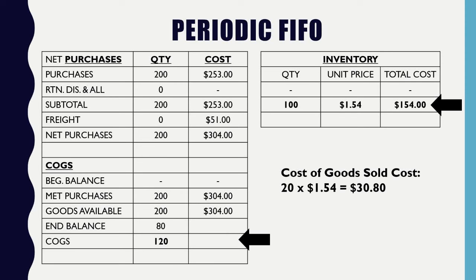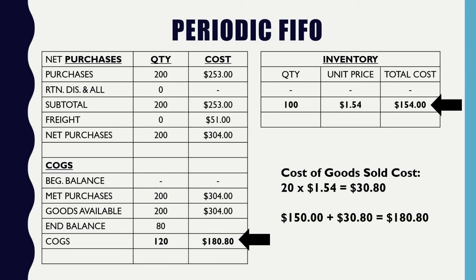This is where I need to take my 20 units and use the cost per item to determine how much it's going to cost me to sell 20 of those units. So in this case, 20 times $1.54 is going to give me a total of $30.80. Once I get rid of those 20 units from my second batch, I should be left with 80 units. Therefore, I'm going to add my two numbers together, because 20 plus 100 is going to be the total of 120 units that I sold.